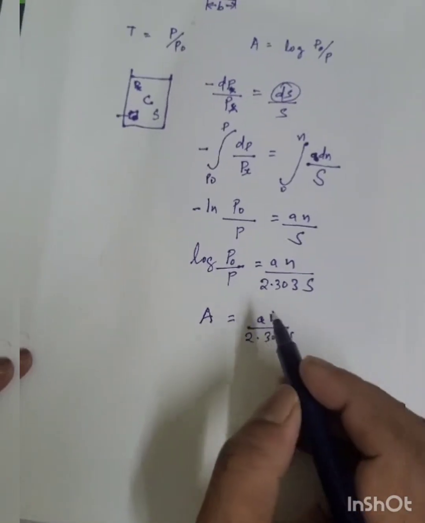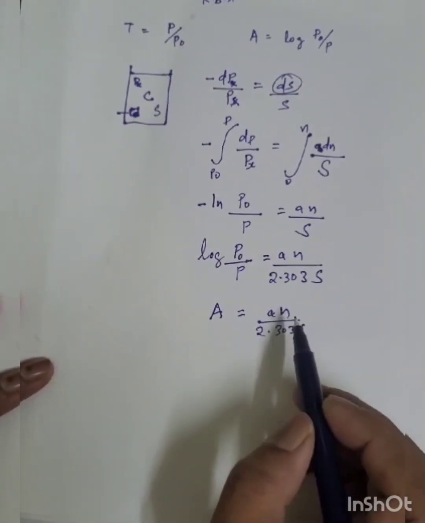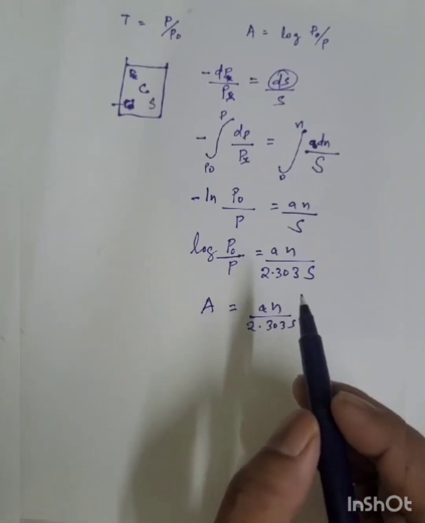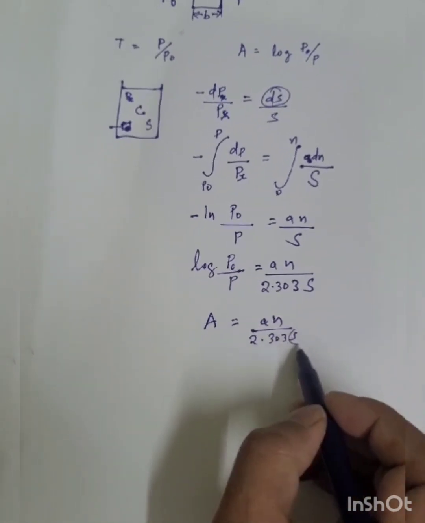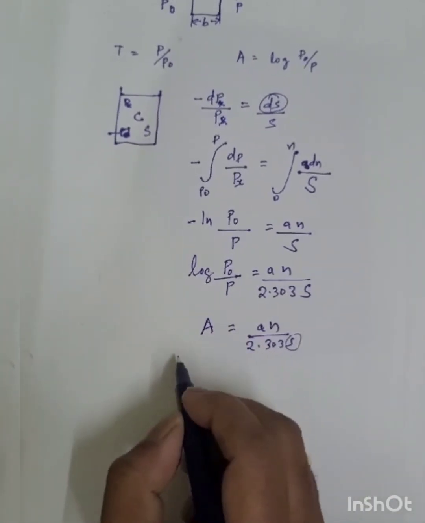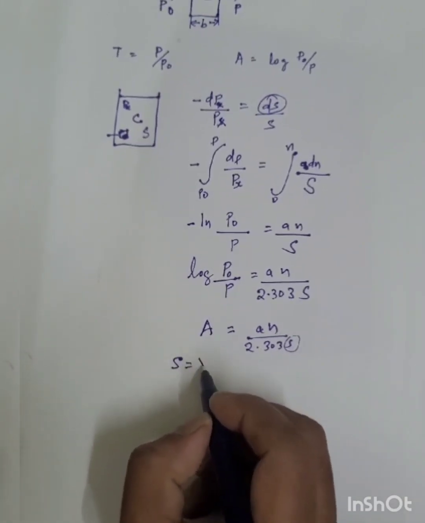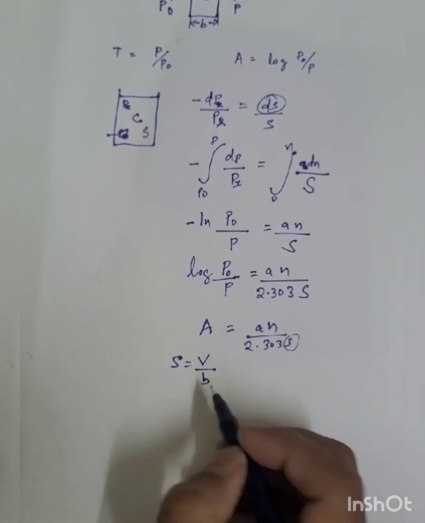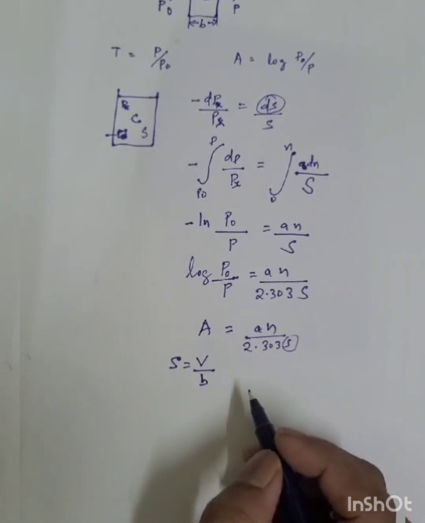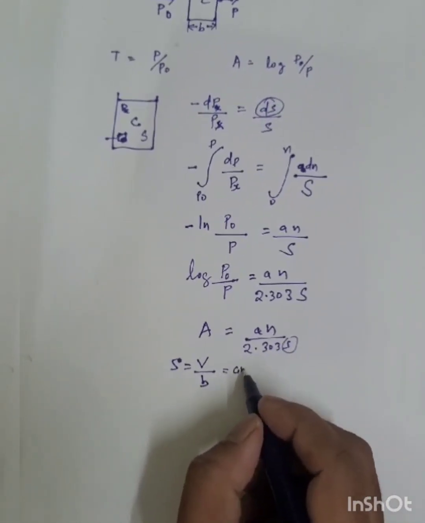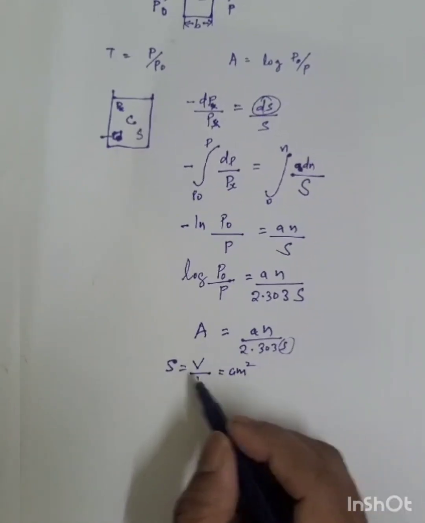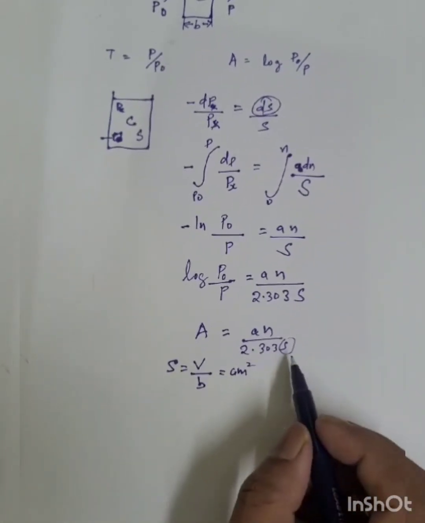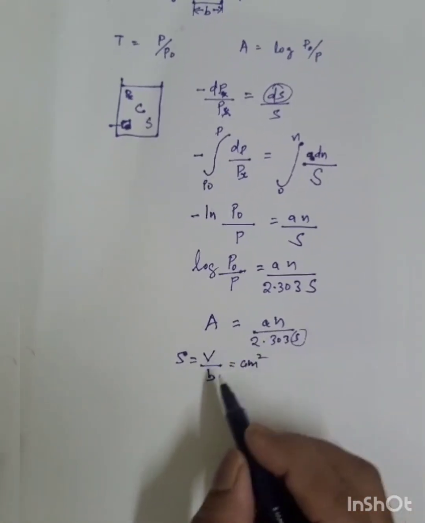So what is this area S? Area S can be volume by length or volume by breadth. S is actually in centimeter square because it is area. So volume by breadth is area, that is V by b. So we can replace this S with V by b.